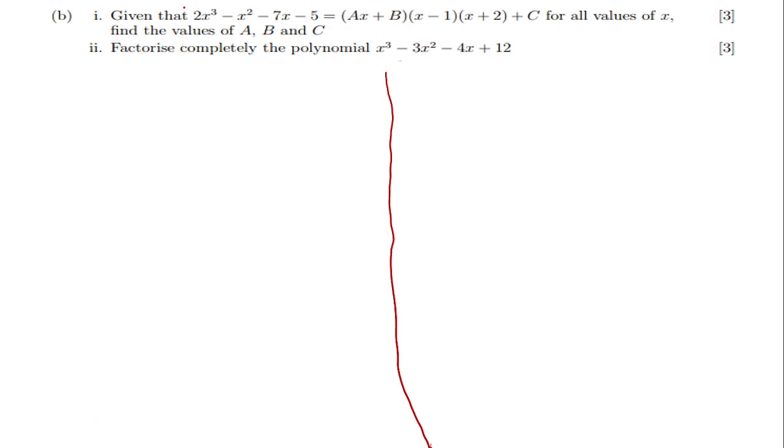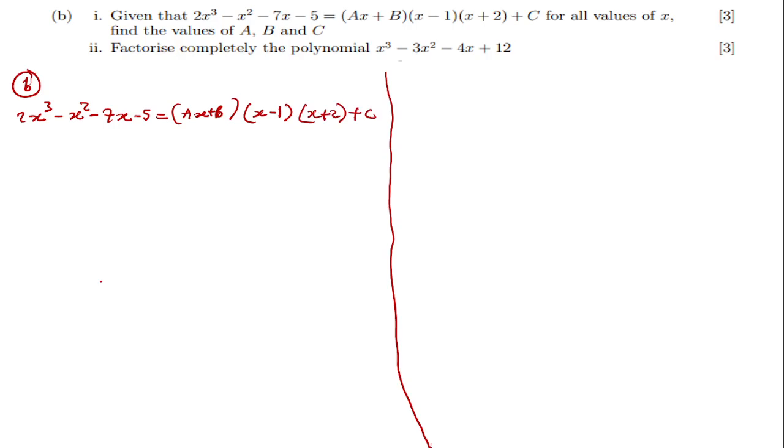So from here, b, this is our b. So our b is given that 2x cubed minus x squared minus 7x minus 5 is equal to that. So this is the basics of polynomials, on multiplication of polynomials. That's where this guy is coming from. And then it was just smartly phrased to make sure that you guys are supposed to apply certain stuffs. So x minus 1 there, and then you say x plus 2, and then you say plus c.